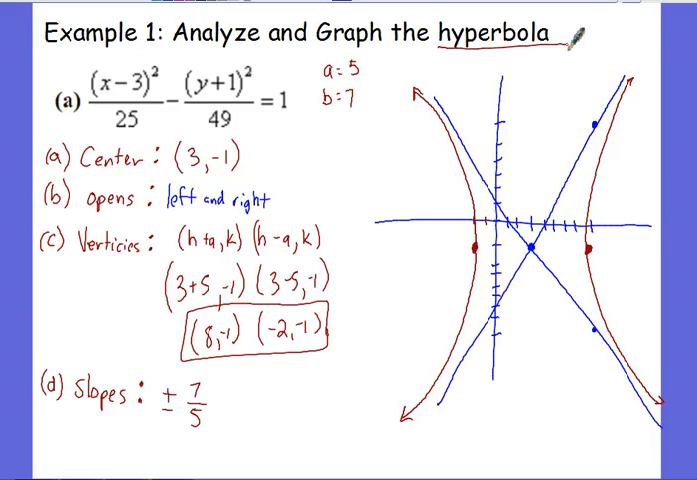You with me? Okay? And then I figured out that it opens left and right. How did I do that? Because all I was looking for was which one's first, the x or the y? In this case, the x was first, so therefore it tells me that it opens left and right. And then I figured out my vertices. How did I figure out my vertices? H. Why did I use this formula and not the other formula? Because it opens left and right. That's why I did that first. Does that make sense? Because it opens left and right, all I'm going to affect is my h. I'm just going to add my a and subtract my a. I knew my a based on this square root of 25. Correct? Okay. I found my two vertices, and then from there I found my what?